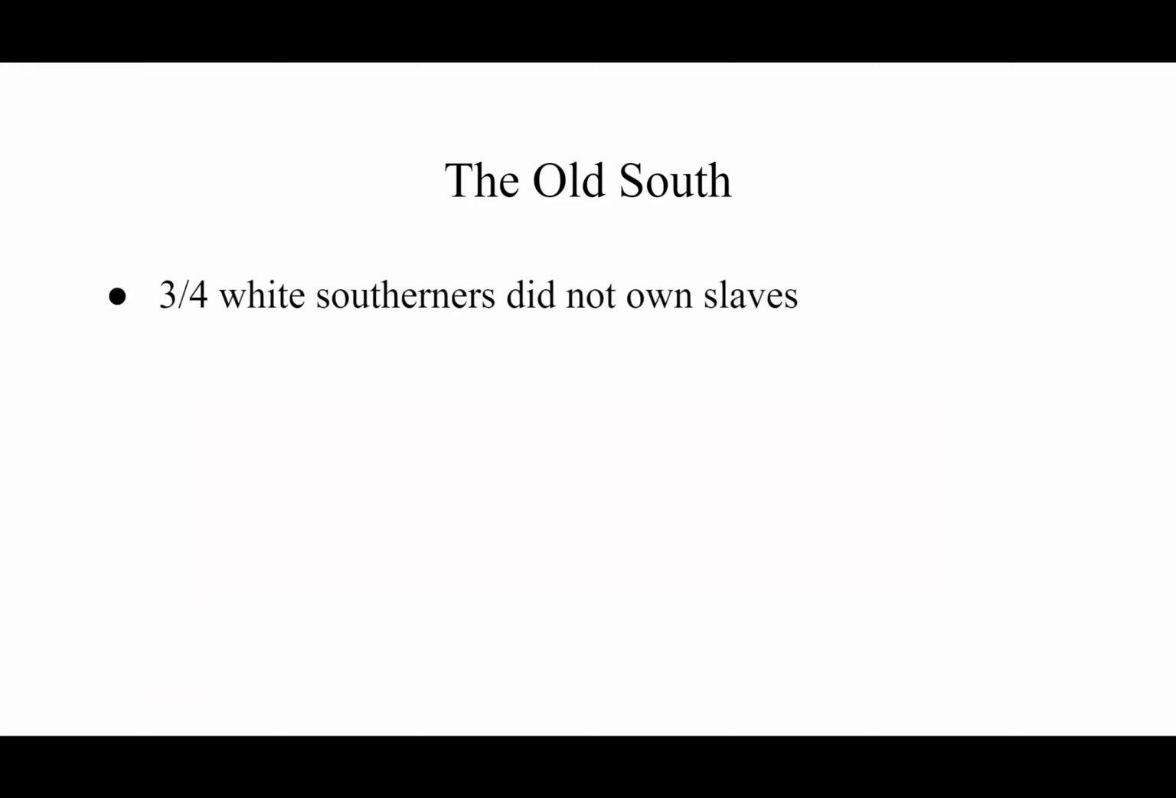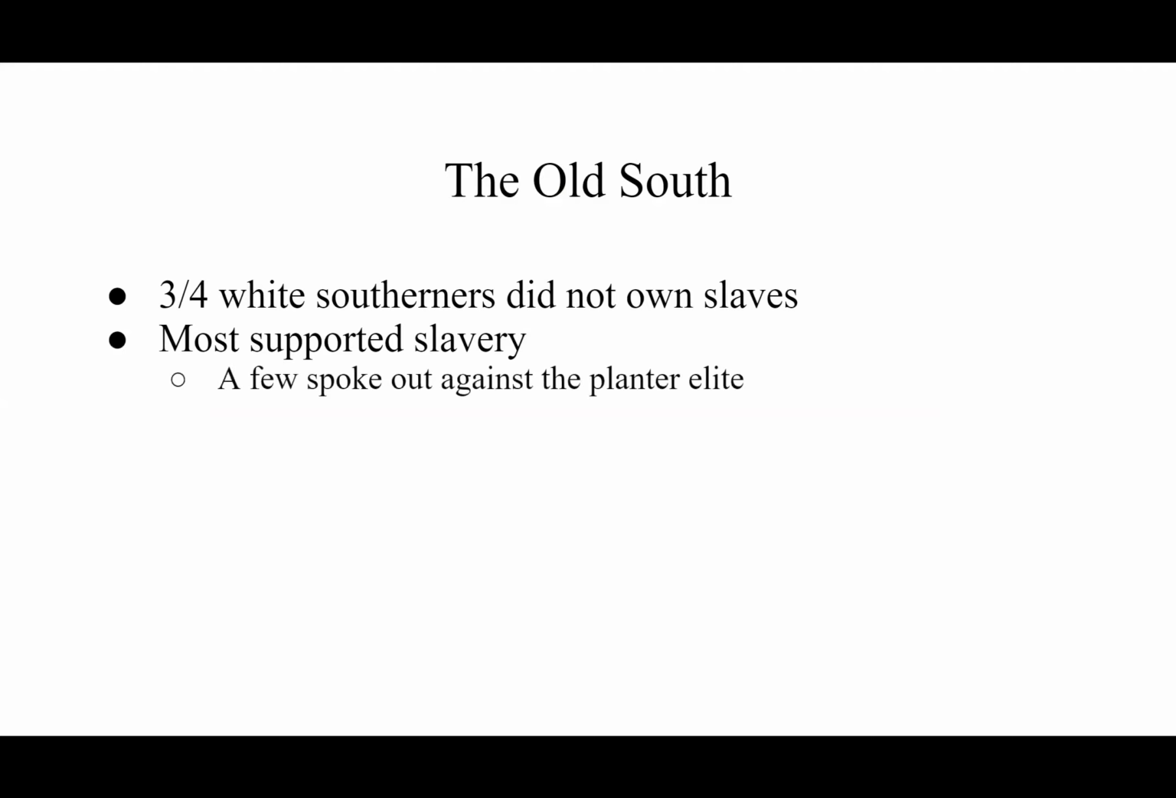It's important to remember, though, that even though there's a large number of slaves, most white Southerners in the South do not own slaves. In fact, 75% of whites in the South didn't own slaves. And that's because slaves were expensive, and so you had to be pretty wealthy in order to buy one of them. But even though most white people didn't own slaves, most of them supported slavery. Well, why would they support slavery even if they don't own slaves? And there's a couple reasons for that.